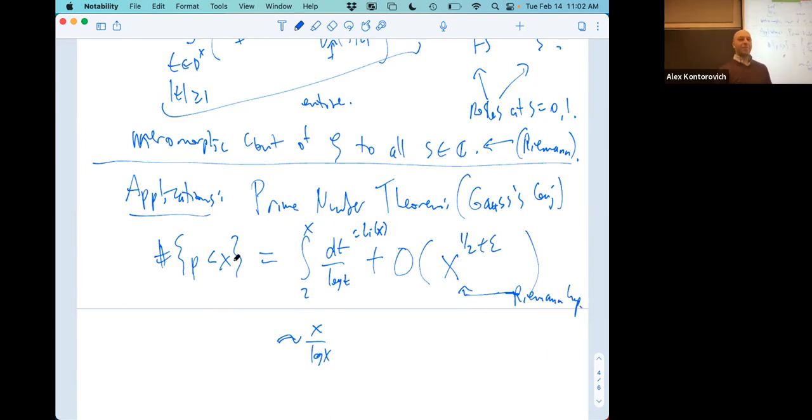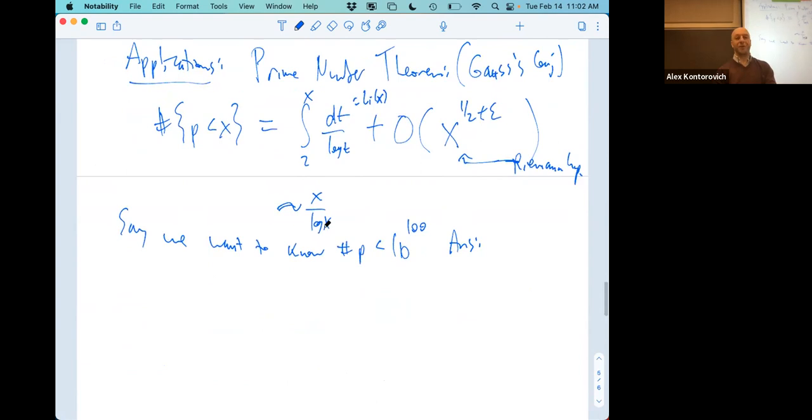If I ask for the number of primes up to 1 million, or say we want to know the number of primes up to, I don't know, 10 to the 100, this will give us an answer of something like 10 to the 100 divided by 100. I'm just being very crude. 10 to the 100, that's x, divided by log x. Log x is about 100, very crudely. I know it's a natural log and not a base 10 log. It would be less crude with e to the 100, but I don't know what e to the 100 is. I know what 10 to the 100 is.